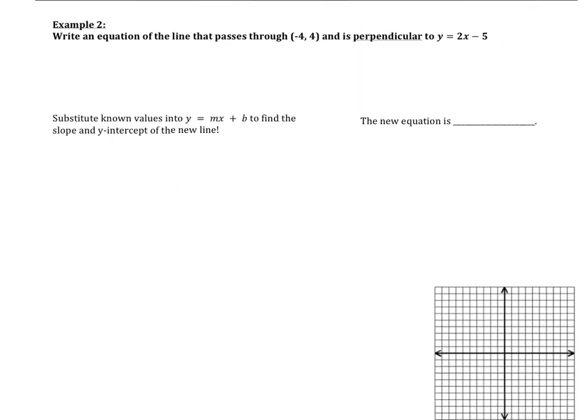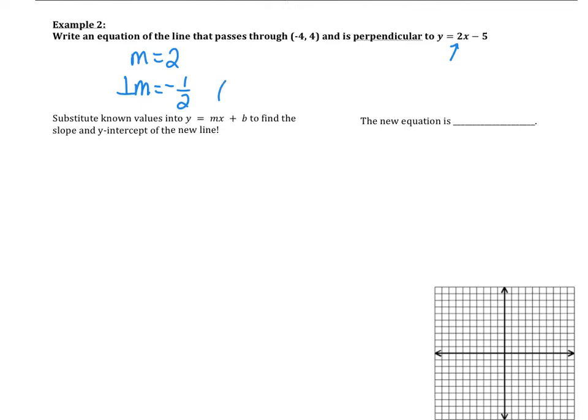Example 2. Write an equation of the line that passes through (-4, 4) and is perpendicular to y = 2x - 5. So the first thing I need to do is identify my slope. The coefficient of x when y is isolated is my slope. So my slope is 2. Then I figure out, well, what's the slope of my new line? My perpendicular line, or my new slope, is going to be the reciprocal of this with the opposite sign.